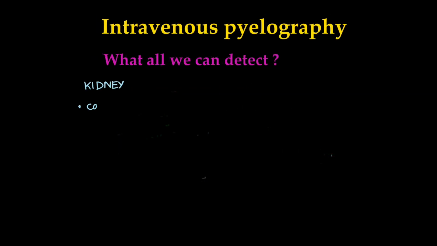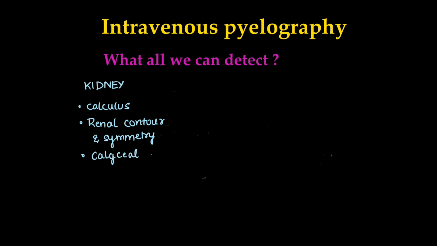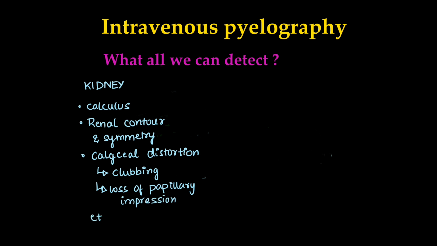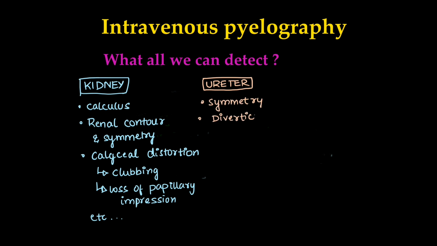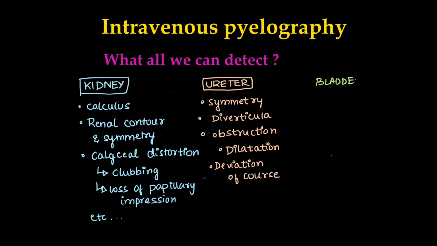So once we get the patient, what all can we detect with IVP? In kidney disorders, we can detect calculus, we can see renal contour and symmetry, we can see if there's any calyceal distortion like clubbing or loss of papillary impression, and so on. In ureter disorders, we can see if bilateral ureters are symmetrical, we can see if any diverticula is present, we can also detect obstruction. And in case of dilatation and deviation of the course also, we can see in IVP.